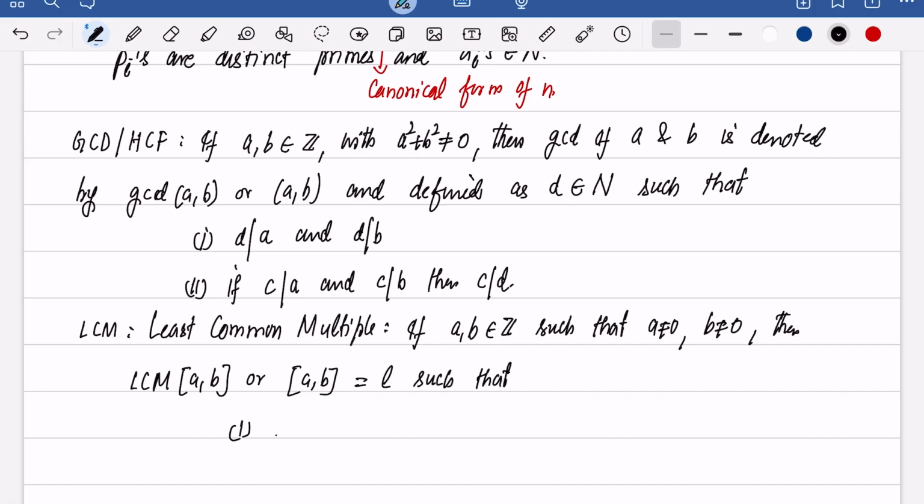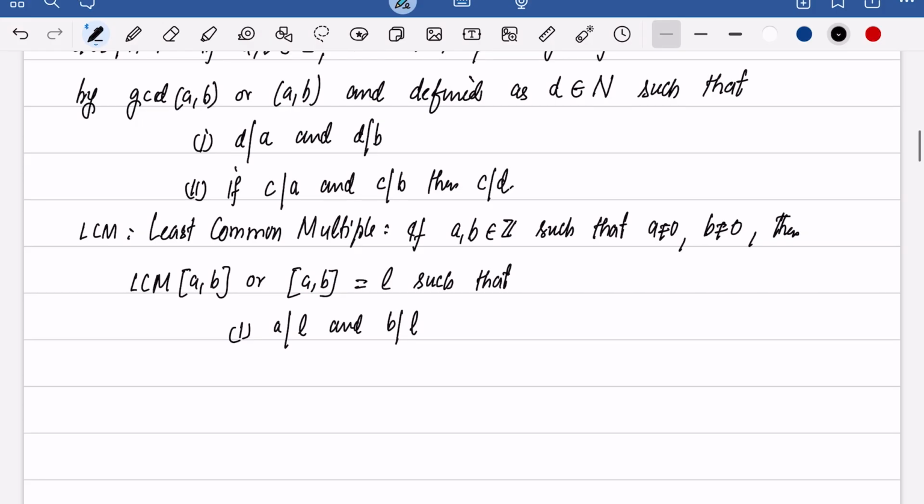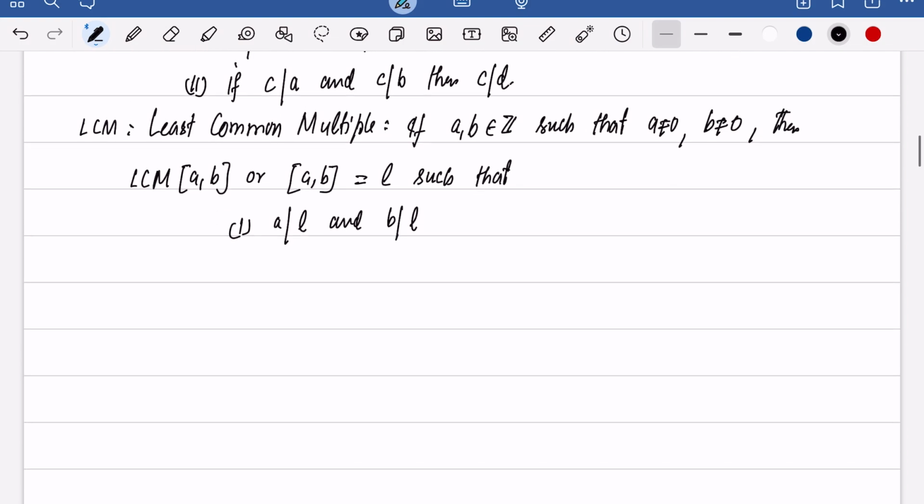the first condition is a must divide L and b must also divide L. Since a should divide L and b should divide L, we are forced to require the condition that a must be non-zero and b must be non-zero. If either a or b is 0, then a divides L, b divides L will not be true. That will give an undefined equation. The second condition is if a divides some M and b also divides some M, then as we need this L to be the least common multiple, L must also divide M.